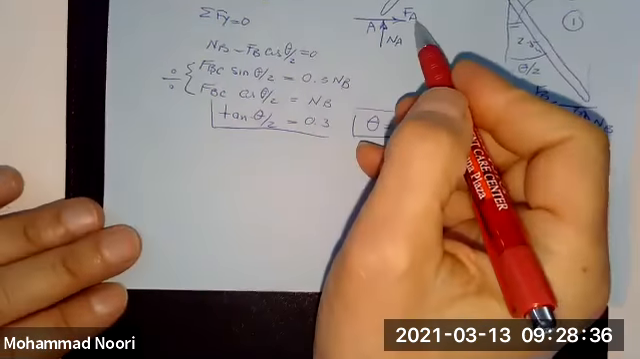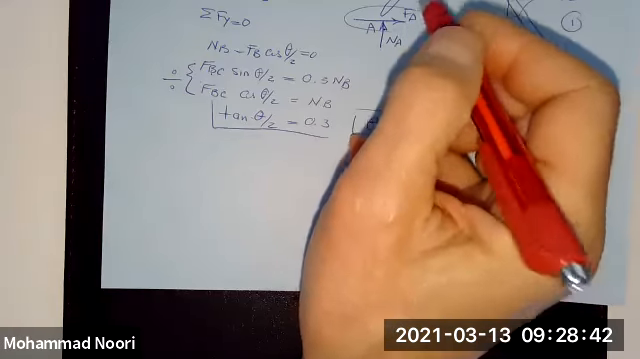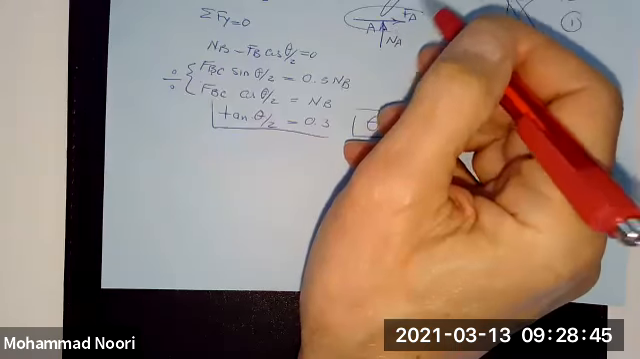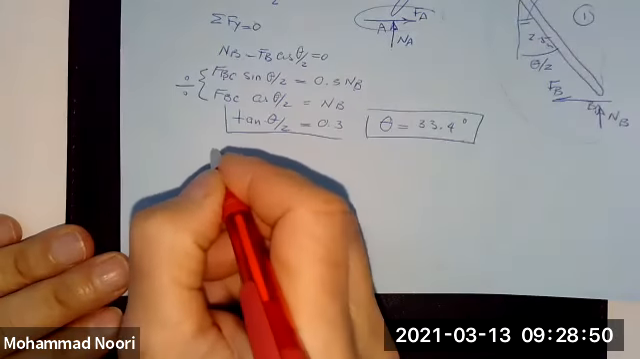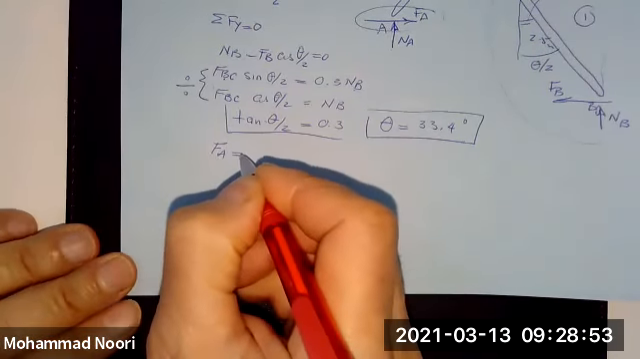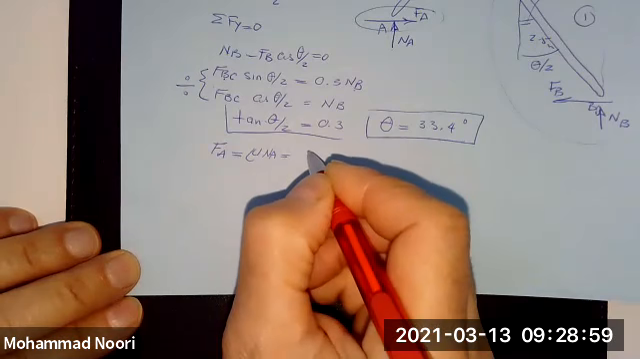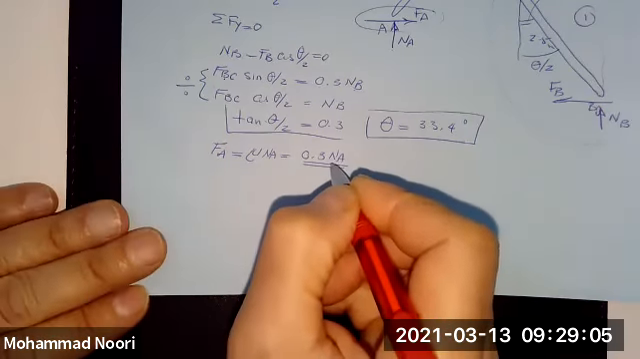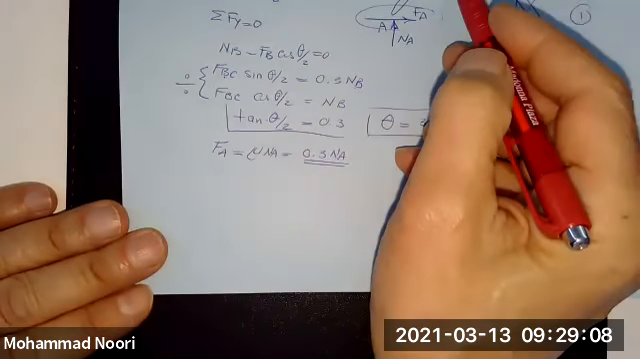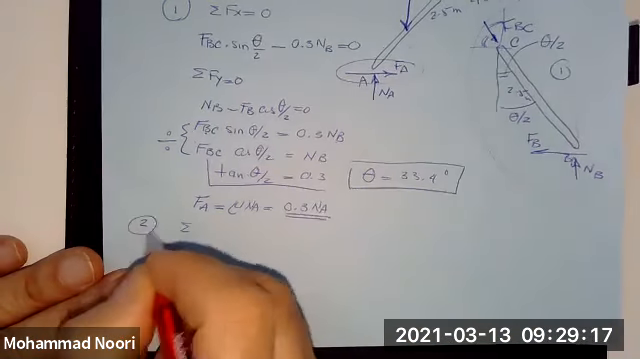However, I do not know if this F of A, which is the most important one, is adequate to keep this in equilibrium. So let's find out, assuming that the F of A required for equilibrium is mu times NA, which is 0.3 times NA. So we need to find NA. So I'm going to use now this free body diagram, and I will take summation of moments.